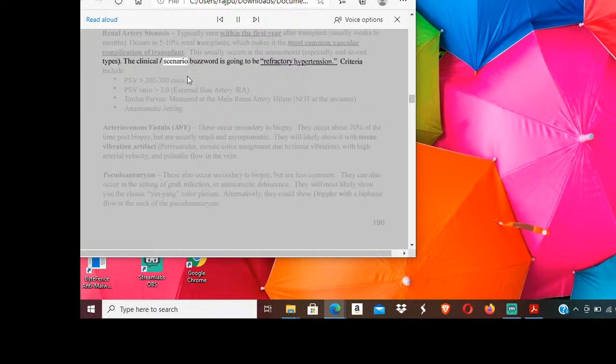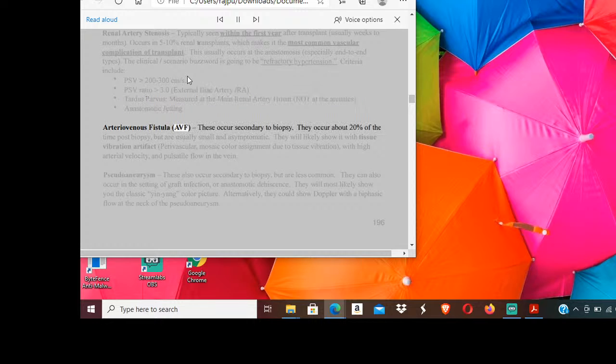The clinical scenario buzzword is going to be refractory hypertension. Criteria include PSV 200 to 300 cm/s, PSV ratio 3.0 to the external iliac artery, and tardus parvus, measured at the main renal artery hilum, not at the arcuates, and anastomotic.